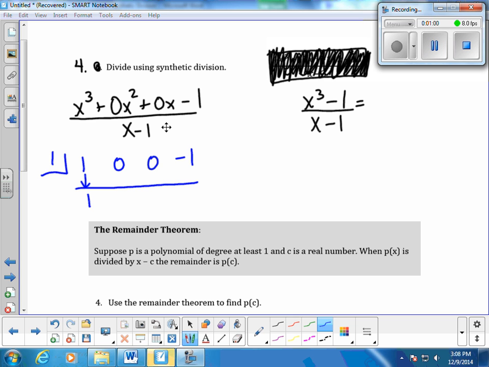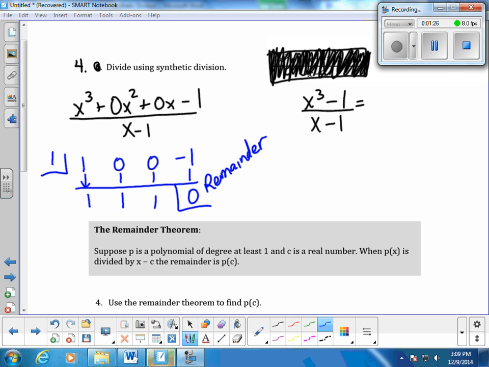Drop the first. Multiply, 1 times 1 is 1, add down, 0 plus 1 is 1. Multiply, 1 times 1 is 1, put it in the next slot, and then add down, 0 plus 1 is 1. Start over, multiply, 1 times 1 is 1, add down, and we get 0 is the remainder.